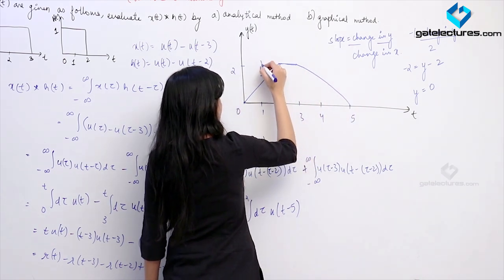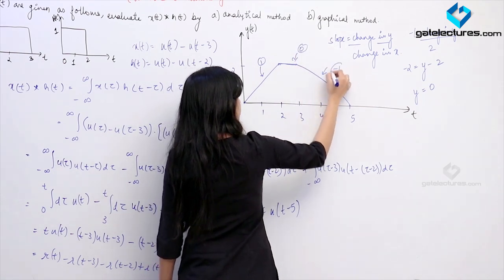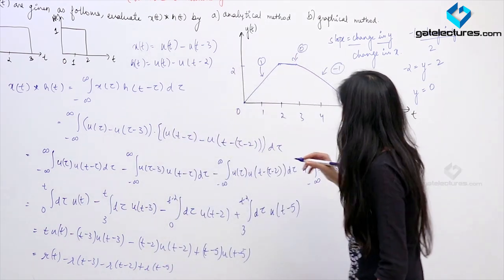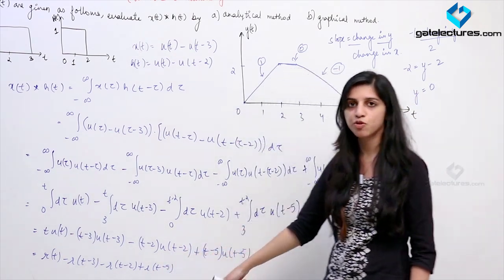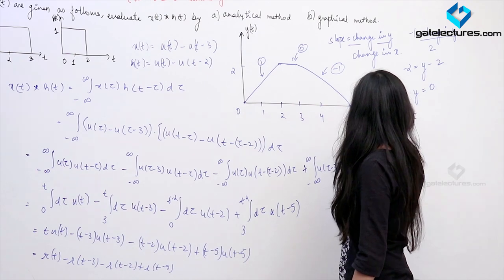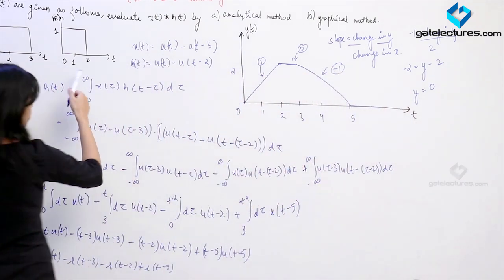Right, so this is a line of slope 1, a line of slope 0 and a line of slope minus 1. Now again you are having a change of slope plus 1 at t equal to 5, which makes the net slope 0. So, this is how the signal is going to look like. This is how the convolution of these two pulses is going to look like.